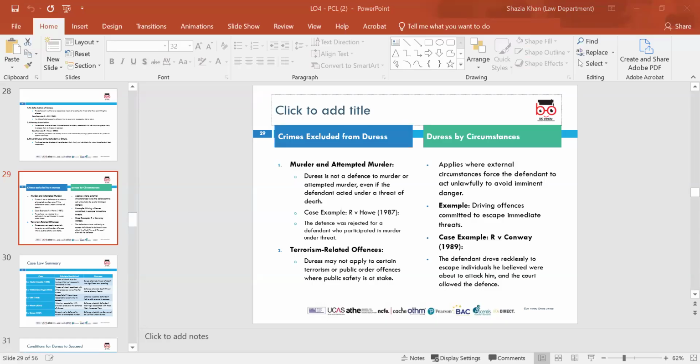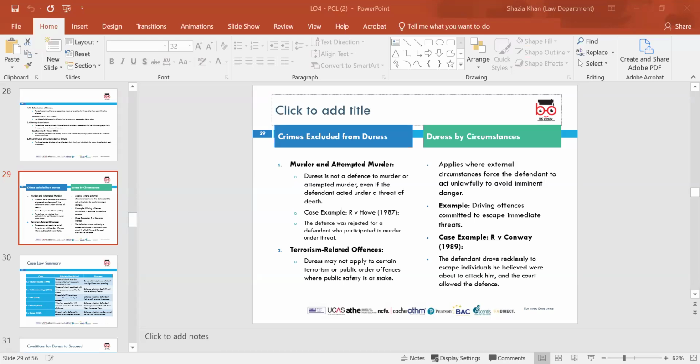Crimes excluded from duress. As we said, duress is no defence to murder, attempted murder, or treason involving the death of the sovereign. In general, courts do not accept a defence of duress when harm done by the defendant is greater than the court's perception of harm threatened. This is the test of proportionality. As in the case of R v Howe, the defence was rejected for a defendant who participated in a murder under threat. The next one is the defence of duress by circumstances.